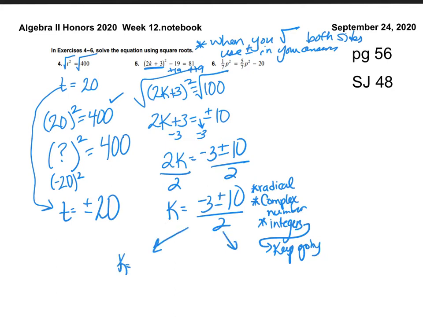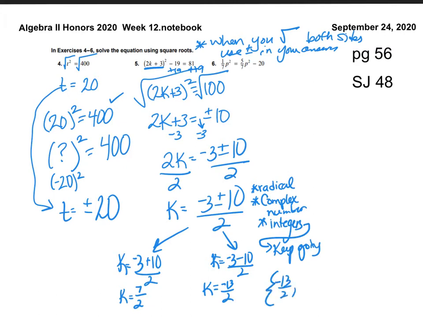K is going to equal negative 3 plus 10 divided by 2, and K is also going to equal negative 3 minus 10 divided by 2. So K is going to equal negative 3 plus 10 is 7 divided by 2. I'm going to leave that as 7 halves. Or K is going to equal negative 3 minus 10 is negative 13 divided by 2. So my solutions are negative 13 over 2 and positive 7 over 2.